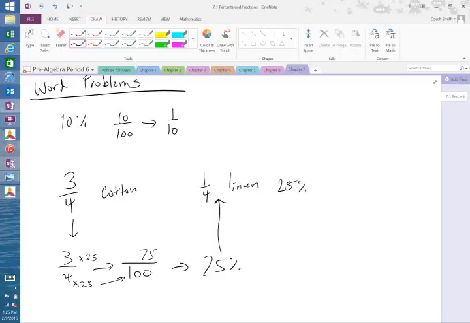Now, number 26 says a football player completes 19 of his 25 passes during the season. It'd be more like a game, but 19 of his 25 passes during the season, what percent of his passes did the player complete? Okay. They're giving you a fraction. 19 out of 25. Right. 19 over 25, and then you make it into a percent by making an equivalent fraction over 100.